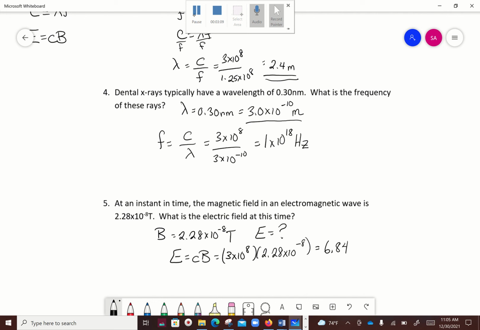And the units for electric field could be either newtons per coulomb, or volts per meter. Either of those is acceptable. So that's the limit of the calculations for this module. They're really very straightforward.